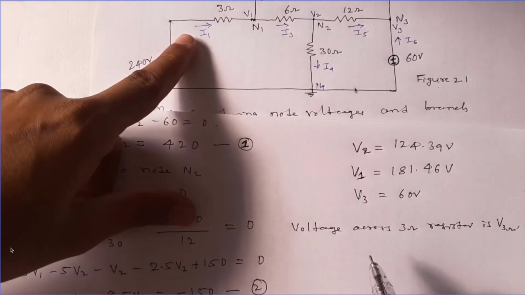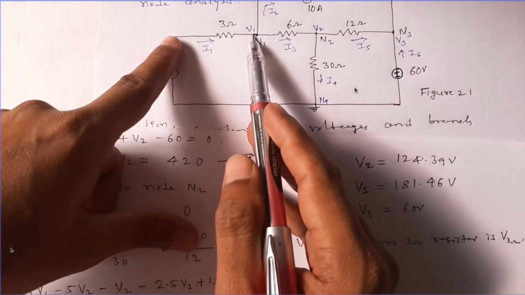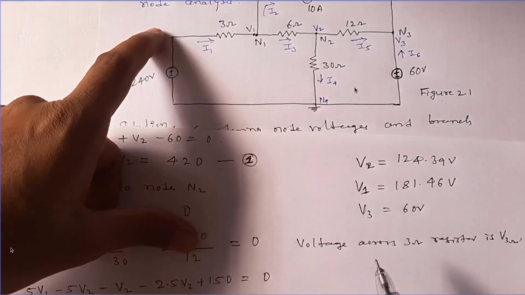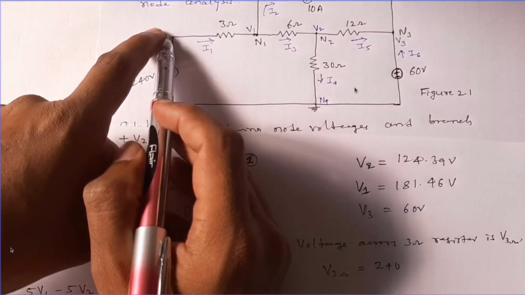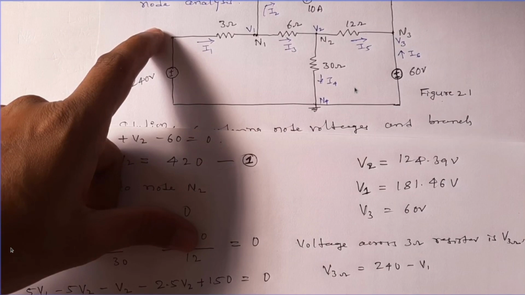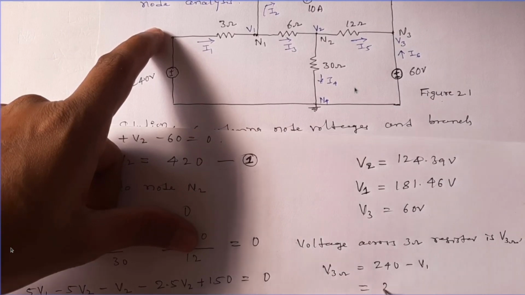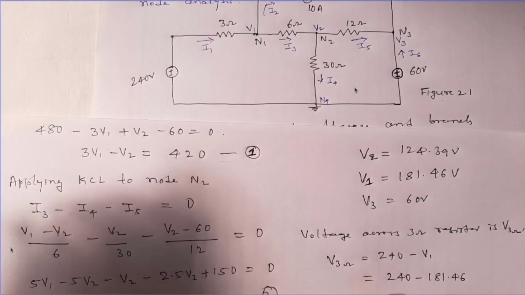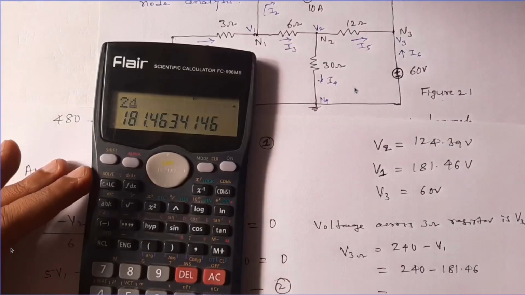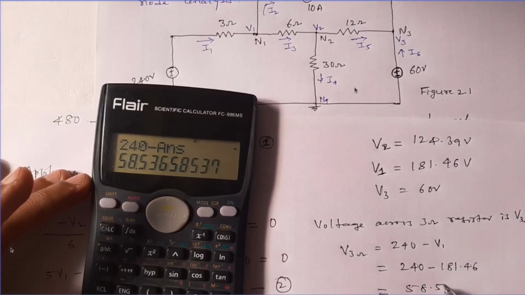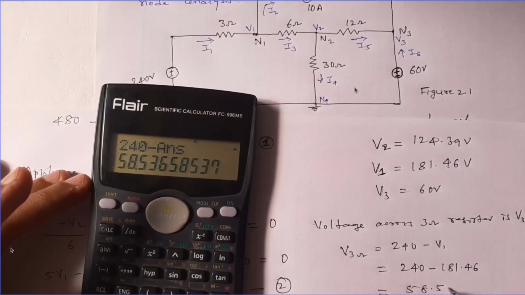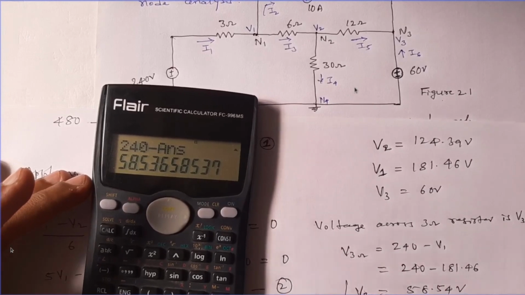Now the voltage across the 3 ohm resistor is nothing but the difference of voltages. The voltage at the other point is 240, so V3 ohm is equal to 240 minus V1, which is 240 minus 181.46, which is about 58.54. So let me write it as 54 volts. That is V3 ohm, the voltage across the 3 ohm resistor.